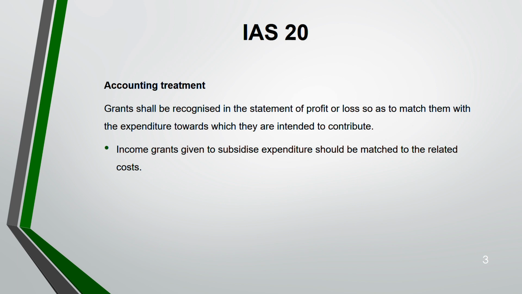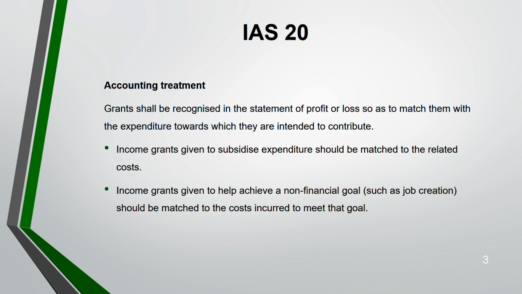Now, there are two types of grant. One is known as capital grant, that is towards the cost of the asset, and the other grant is income grant, towards the expenses. So first let us go through an income grant. Income grant given to subsidize expenditure has to be matched with the related cost. Income grant is given to achieve a non-financial goal such as job creation. So this should be matched to the costs that are incurred to meet that goal.